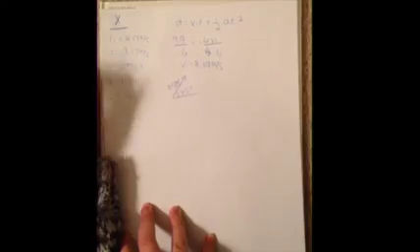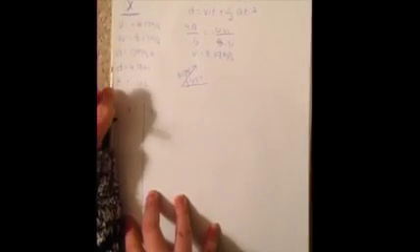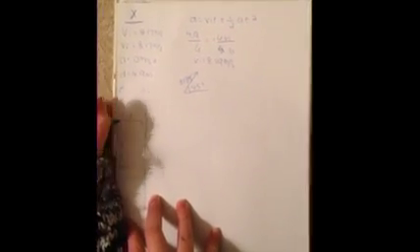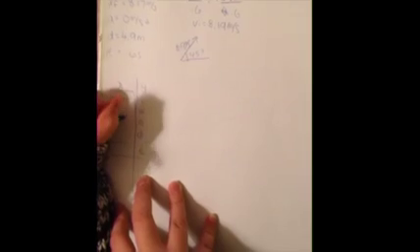Since we have the velocity, we can now figure out the velocity for a projectile launched at an angle. Velocity on the x side will be velocity cosine 45. 8.17 cosine 45 equals 5.78 meters per second.